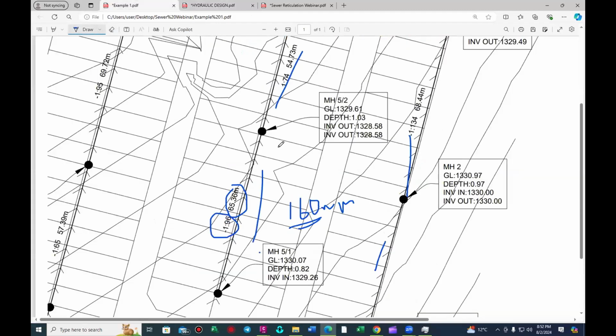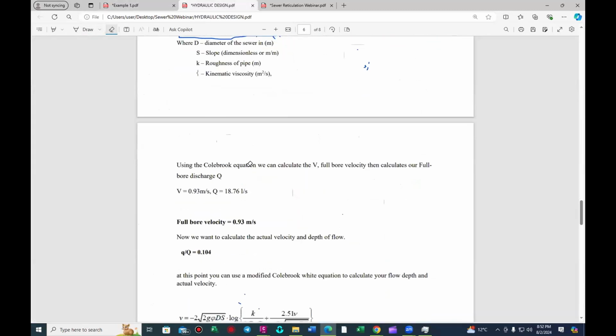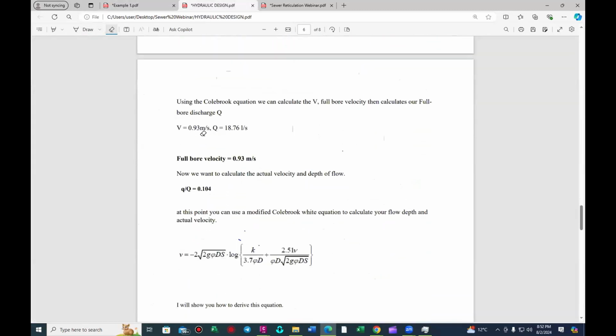So you guys, I've just showed you how to do the hydraulic design. That's hydraulic design in a nutshell. But now that you've calculated your cleansing velocity, yes, it's being met, it's 0.93. Is it the optimum velocity that you can get?